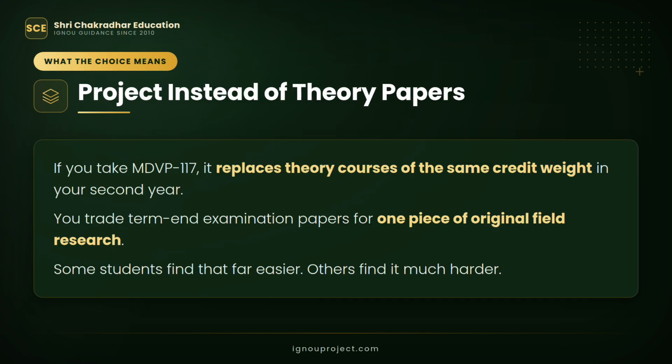What that choice means is simple. MDVP-117 replaces theory courses of the same credit weight. You trade term-end examination papers for one piece of original field research. Some students find that far easier, others find it much harder. Later, I will tell you which group you are probably in.